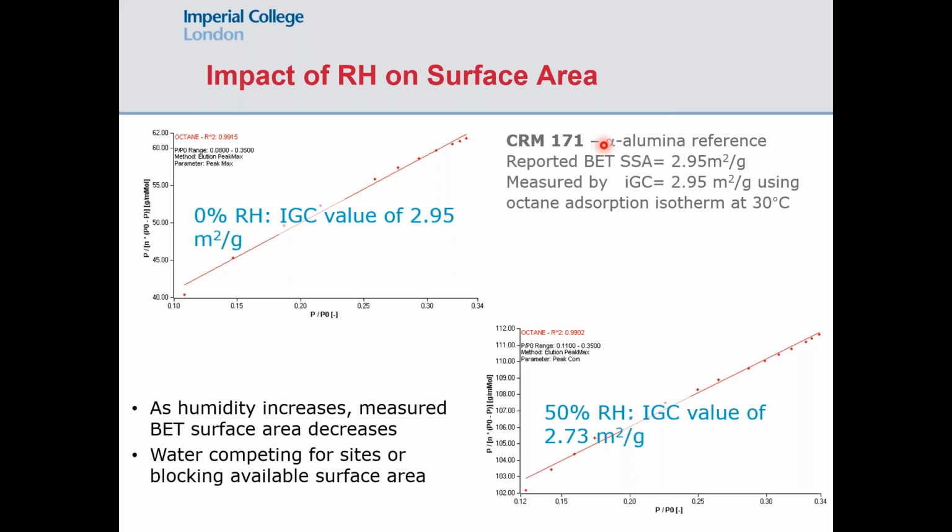What we can do with IGC, we can't do with nitrogen BET. We can also measure the surface area at different humidities. So if we do the surface area at 50% humidity, it drops slightly. That's because the water molecules are occupying some of the surface. So that's an experiment we can do on IGC that we can't do with nitrogen.